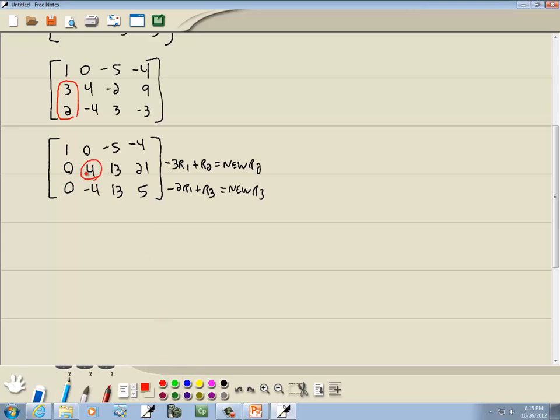We want a diagonal of 1s, so we want a 1 here. So we're going to divide everything in this row by 4. We're going to take row 2, divide by 4, and that gives us our new row 2. 0 divided by 4 is 0. This is 0 here. 4 divided by 4 is 1. 13 divided by 4 is 13 fourths. And 21 divided by 4 is 21 fourths.